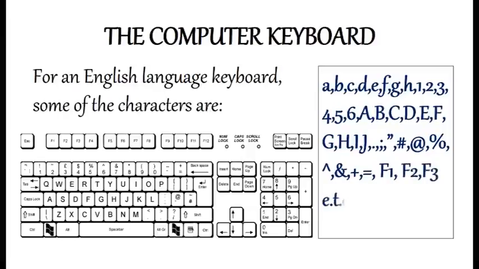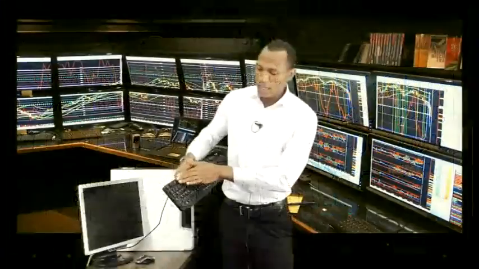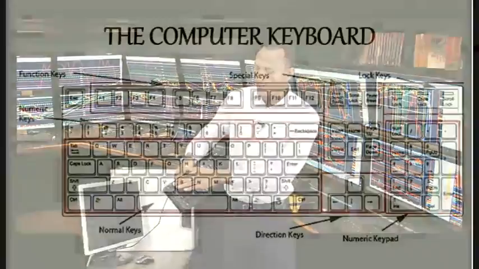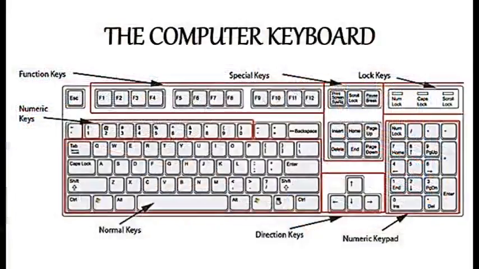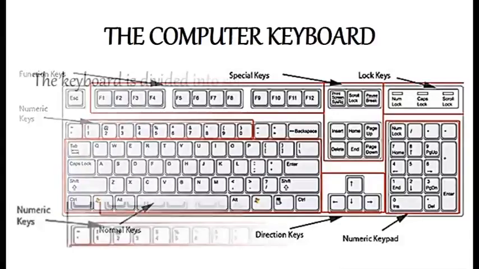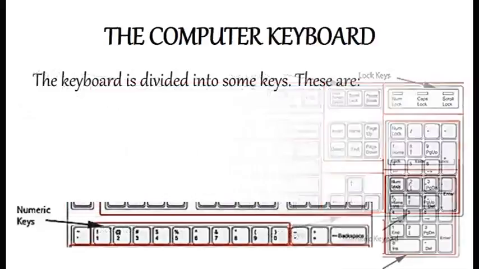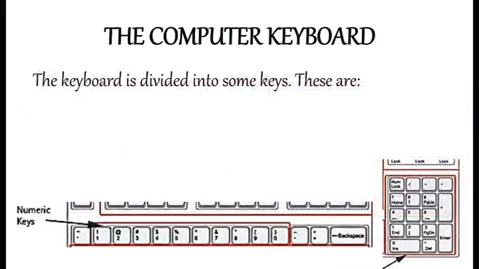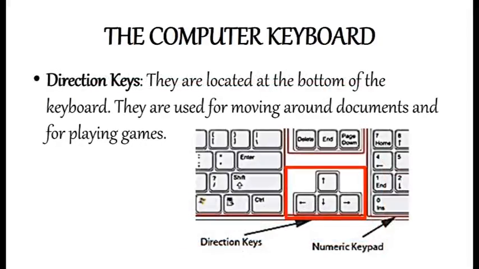Now, if you look at the computer keyboard, you see that we have the function keys, which are F1 to F12. We also have the alphanumeric keys, which can be used to give alphabetical commands and also number commands. Now, we also have the numeric keys, which can be used to input numbers into the system. We also have the direction keys here, and we also have special keys.